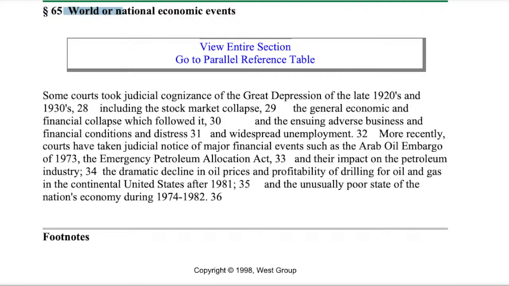Section 65, World or National Economic Events. Let's pop over here to the chat before we go on to this section.